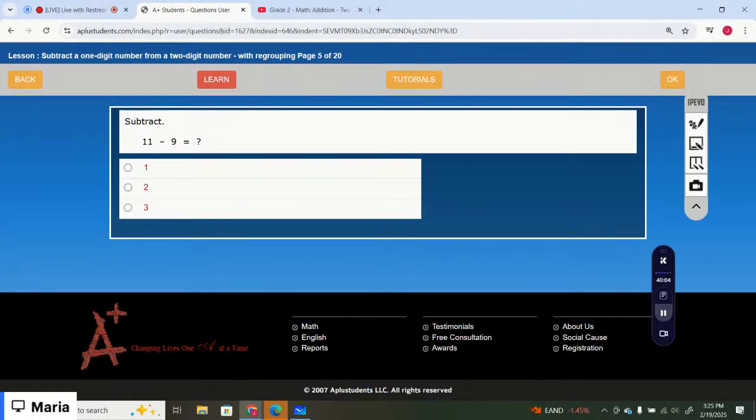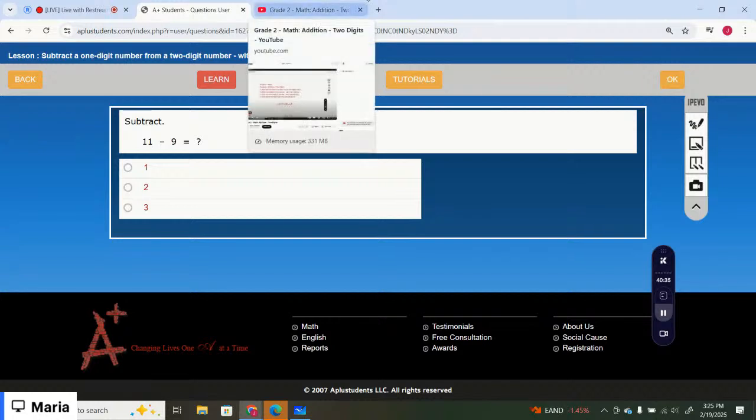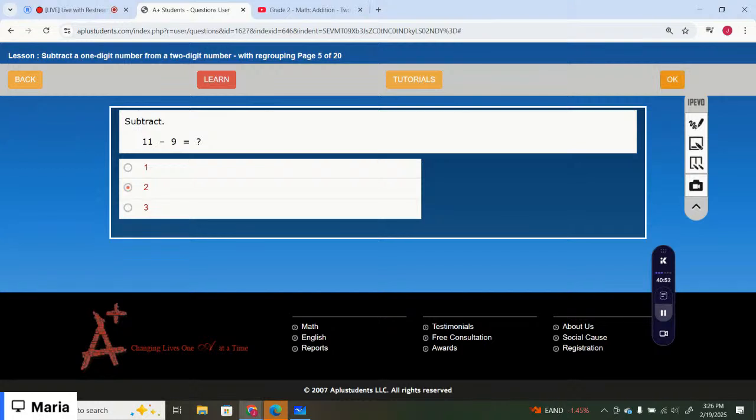11 take away 9, which is the correct option? That is 2. Option number 2 is the correct option.